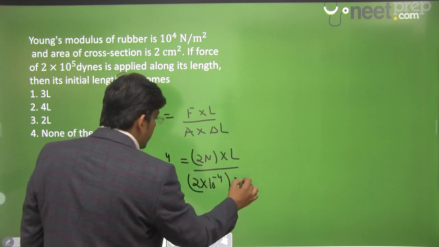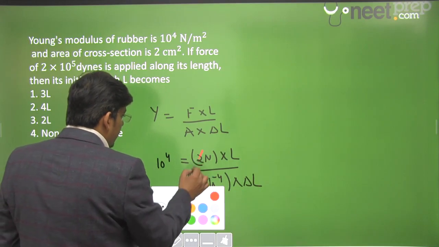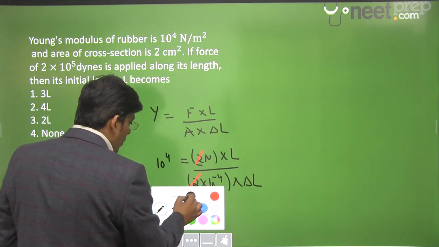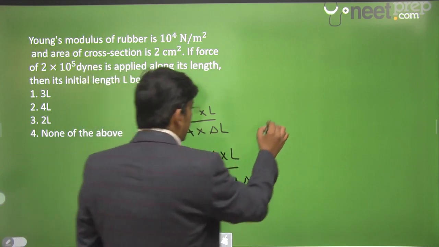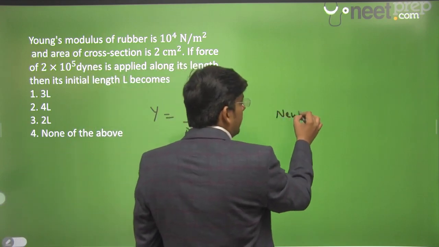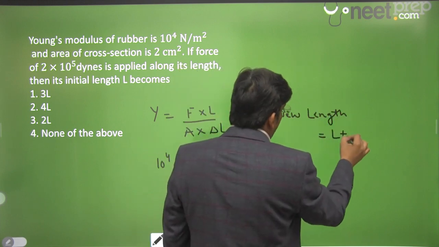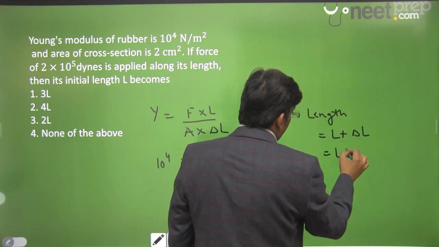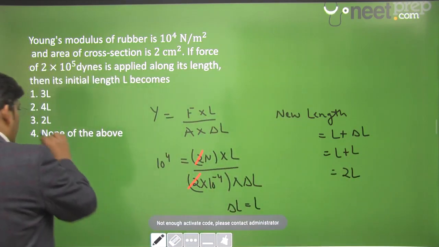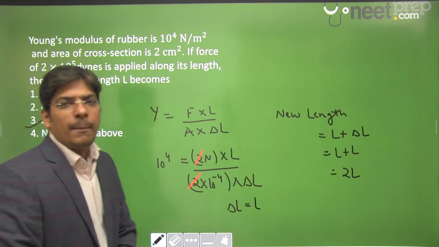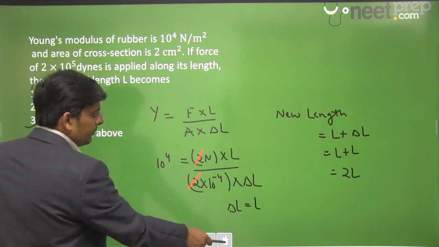We are going to calculate the change in length now. Okay. Everything is going to cancel. So change in length is equal to original length. So new length is going to be double. New length is equal to original length plus increment in the length, that is L plus L. So new length is going to be equal to 2L, dear students, right? Okay. Easy one.